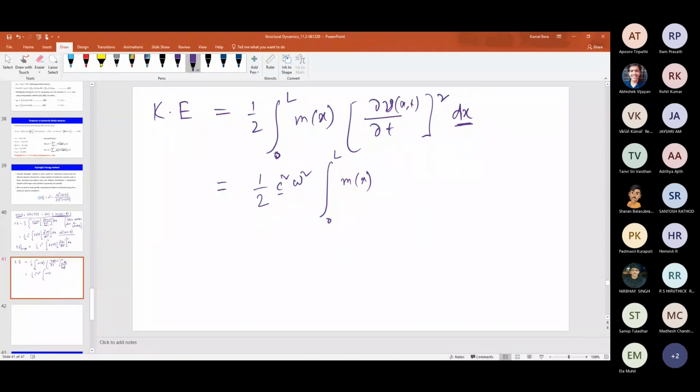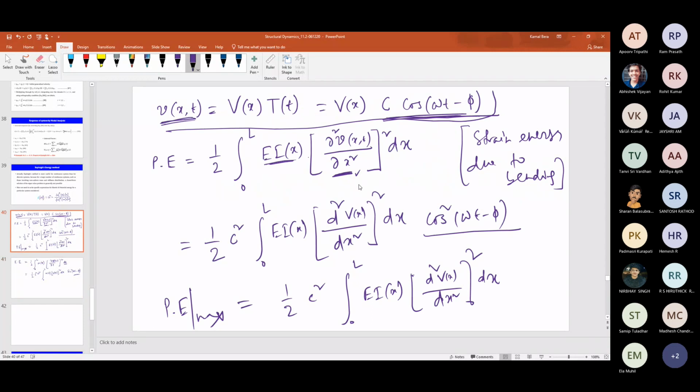Again, tell me: m(x) into V'(x) square, V' square x, x square into sine, dx square. Yes, dx, sir. Into sine square omega t minus phi. All are agree with this expression? Anybody has any difficulty in getting this expression or not agree with this expression? Let me know.